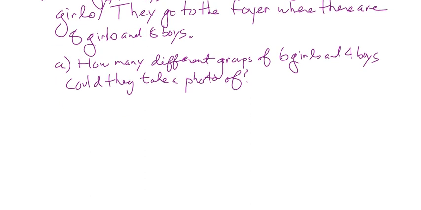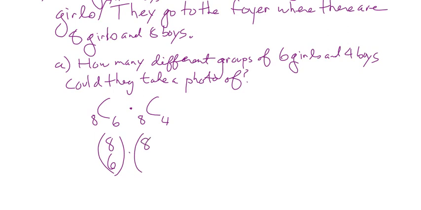Okay, if the order doesn't matter, what are we going to use? C or P? C. Okay, so how many girls are there? How many do we need? 6. How many boys are there? How many do we need? Okay, now you could have written it this way as well. So those are equivalent. Okay, what's 8C6 times 8C4? This is what you write, but this is what you got to put in your calculator. 8C6 times 8C4.